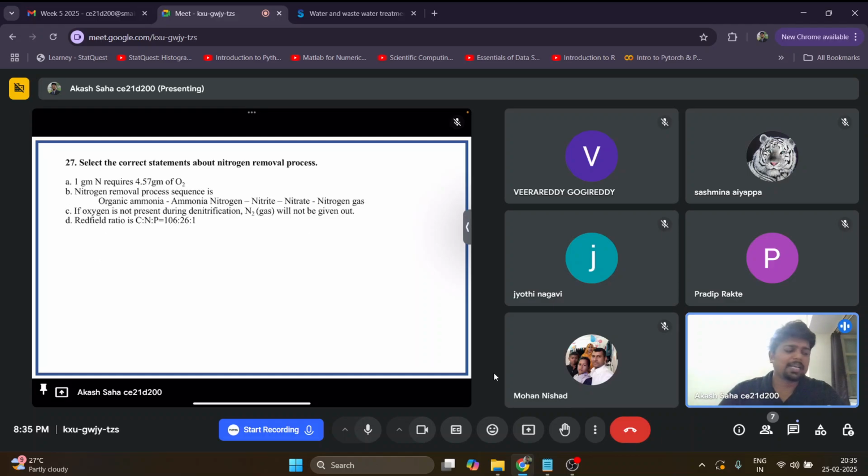Next question. Select the correct statements regarding nitrogen removal process. 1 gram nitrogen requires 4.57 gram of O2. Nitrogen removal sequence is organic nitrogen, then ammonia nitrogen, then nitrate, then nitrate to nitrogen gas. If oxygen is not present during denitrification, N2 gas will not be given out. Redfield ratio is C:N:P as 106:26:1. So which of the options are correct?